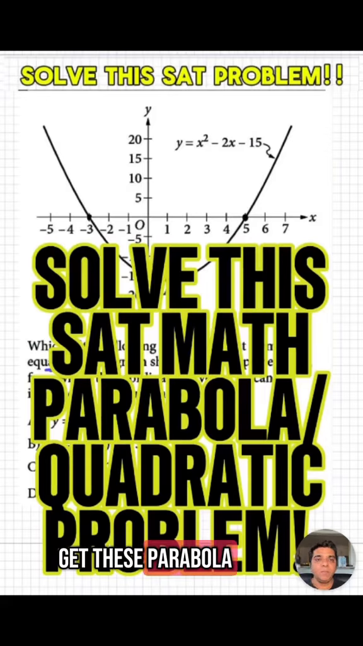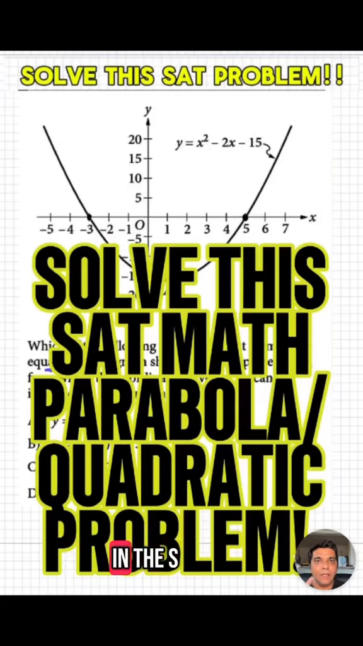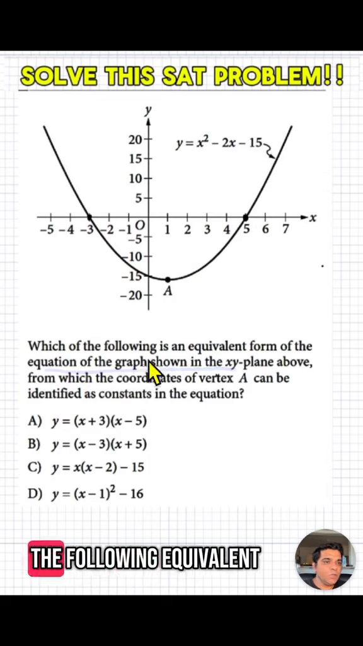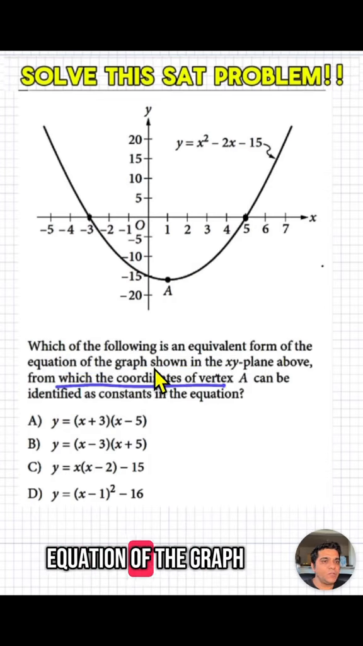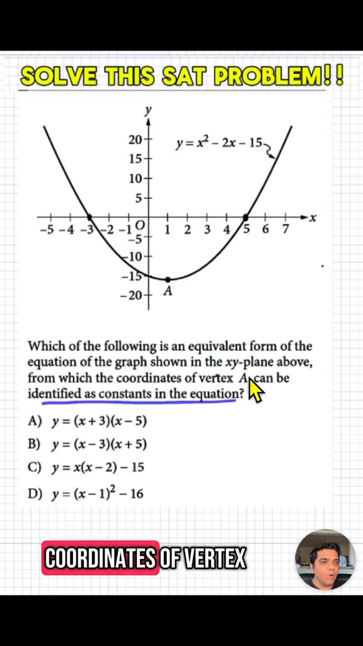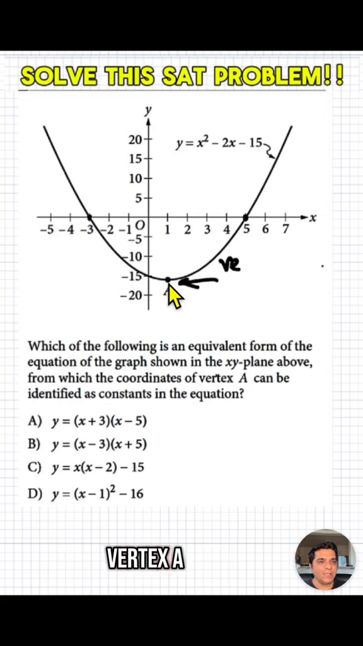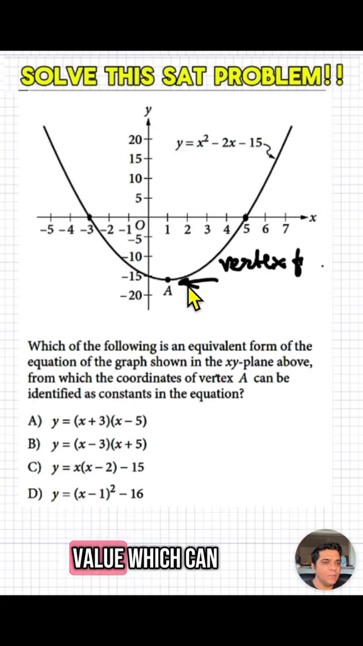We need to get these parabola type quadratic questions absolutely right in the SAT or on the ACT. Let's take a look. Which of the following is an equivalent form of the equation of the graph, from which the coordinates of vertex A can be identified? You want the coordinates of this vertex A, the x and the y value, which can be easily identified from here. Okay, let's take a look at what the different choices are.